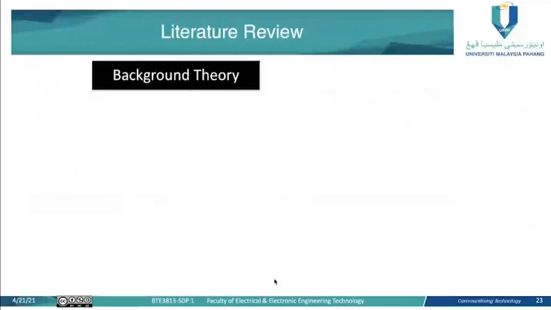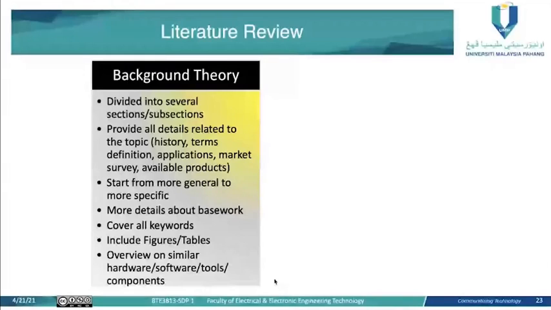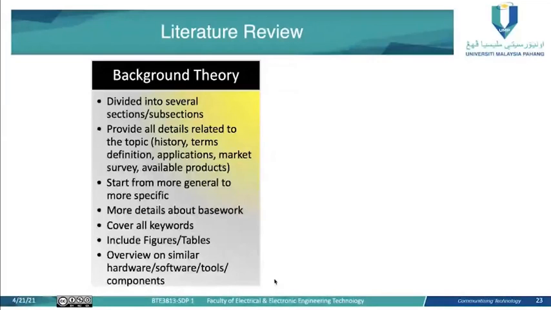So the literature review in your thesis or in your proposal should be divided into two main parts. One, we call the background theory, and this background theory actually consists of several sections and subsections. You are going to provide the details related to your topic: history, terms, definitions, applications, market survey, available products, whatever related to your topic. You divide it into different sections and subsections to fill up your chapter 2. Then start from the more general to the more specific.